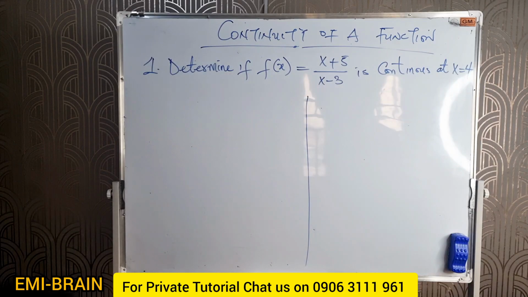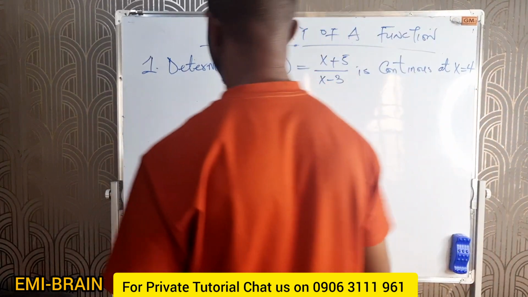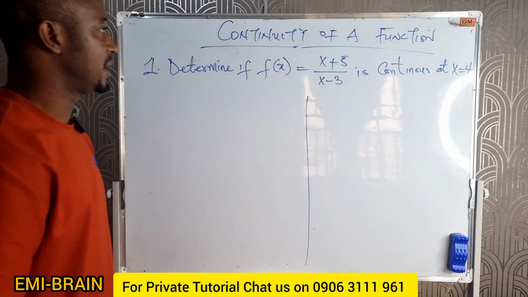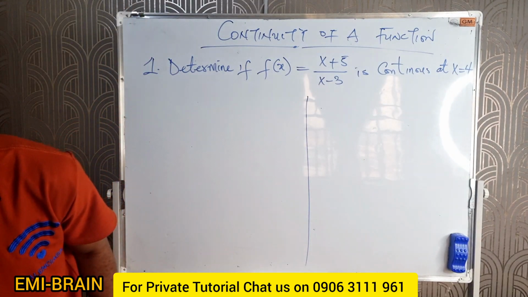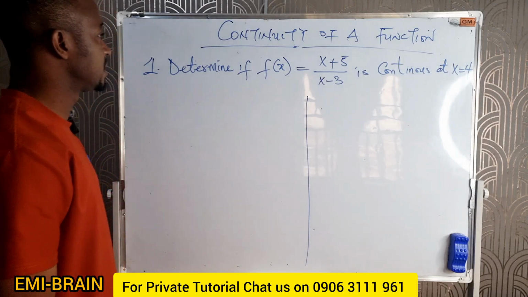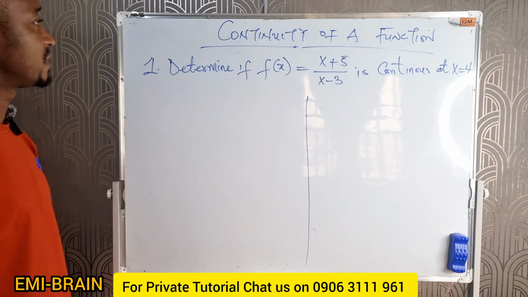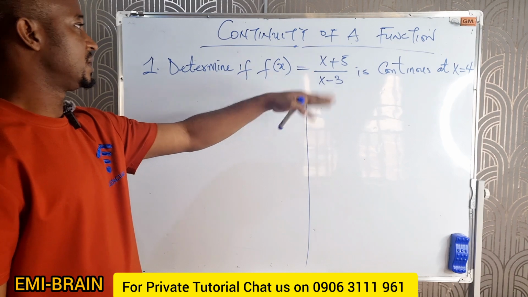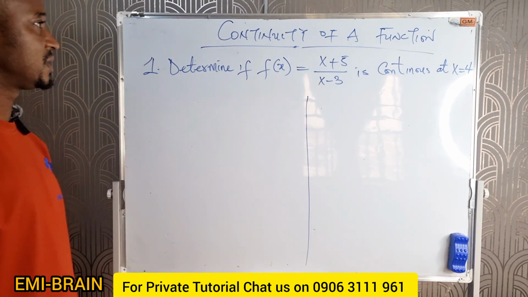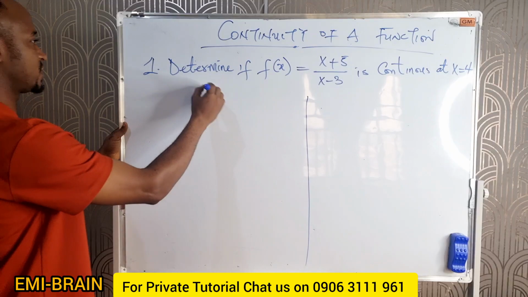Okay, we have a question that says: determine if f of x equals x plus 5 divided by x minus 3 is continuous at x equals 4. Here we are given a rational function, right? We have to determine if f of x is continuous at x equals 4. So what do we do for the solution?